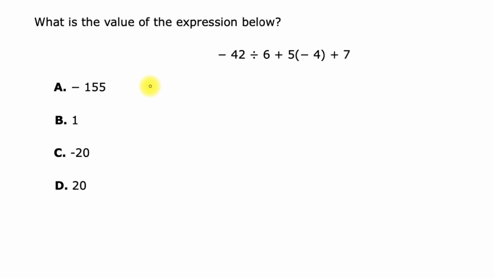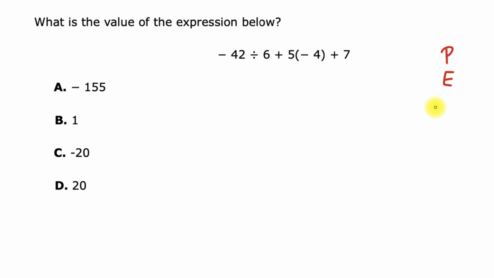And remember that PEMDAS has 4 steps. Step number 1 is P, which stands for parentheses. Any parentheses that you have that have operations inside of them, you'll do those first. Second is E for exponents.